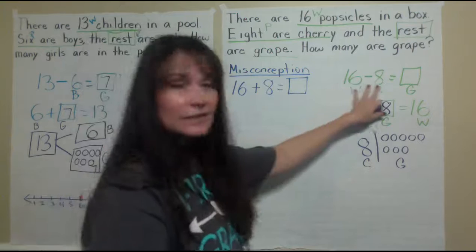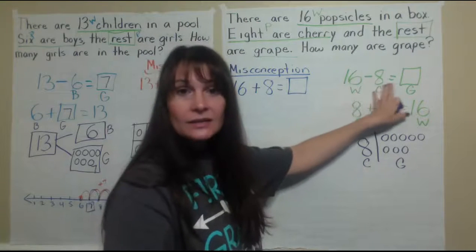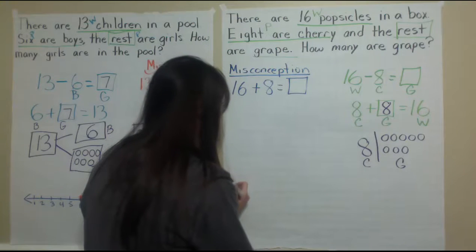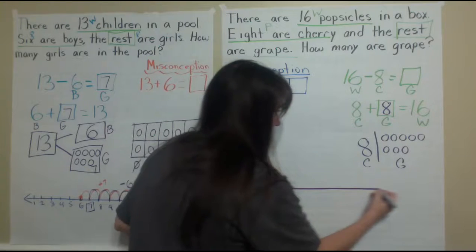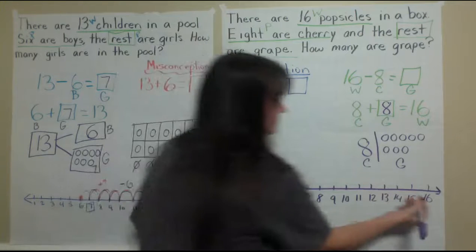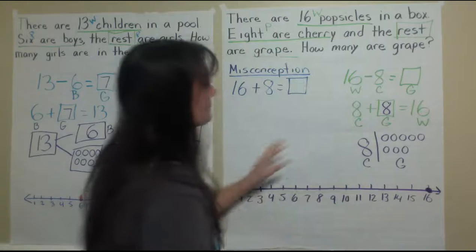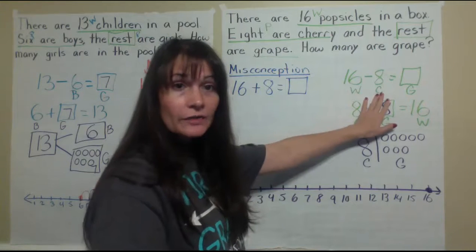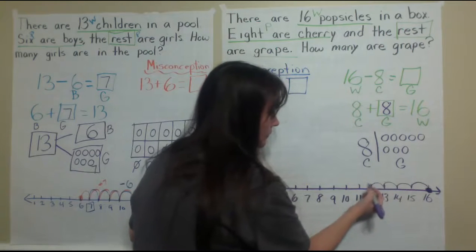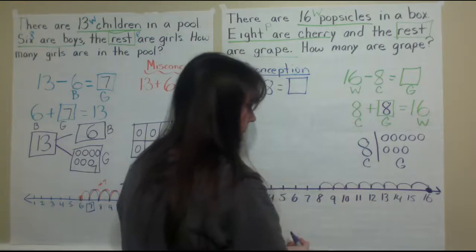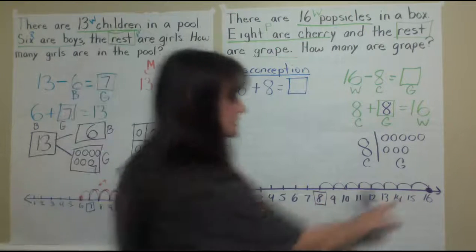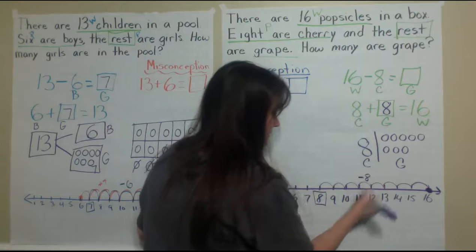Now, let's think about this type of problem. 16 minus 8 equals the answer. I saw where someone used their number line. They started at 16 and they minused how many that they knew were cherry, and there were 8. So I'm going to minus 8. 1, 2, 3, 4, 5, 6, 7, 8. And that left them with 8, because 16 minus 8 equals 8.